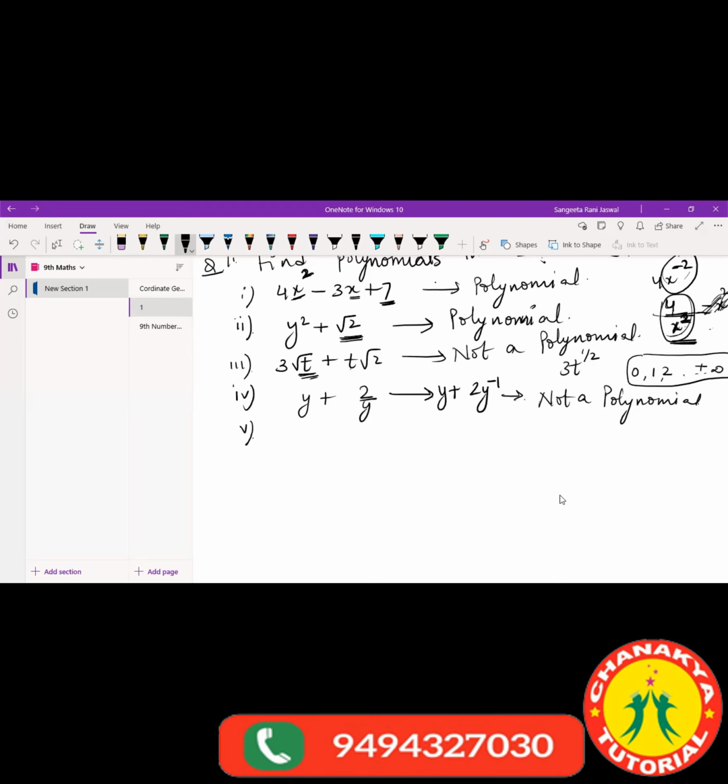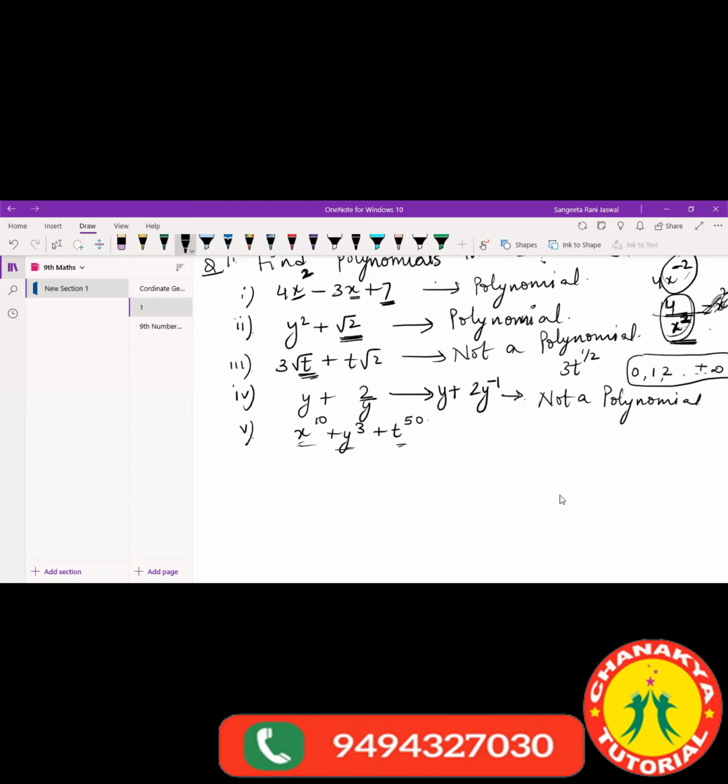Okay, let's see the next. This is x raised to power 10 plus y raised to power 3 plus t raised to power, I think it's 50 written in my book. Now what can you say, is this a polynomial? No, ma'am, because it has three different variables. It is a polynomial, but not in one variable. Variables are different everywhere.